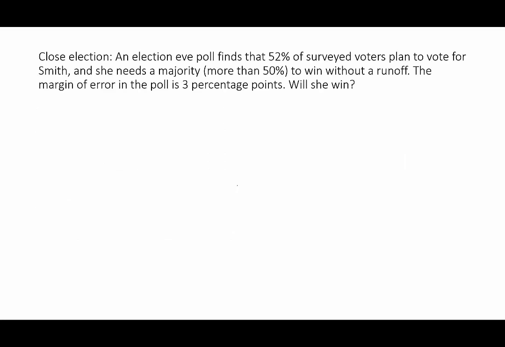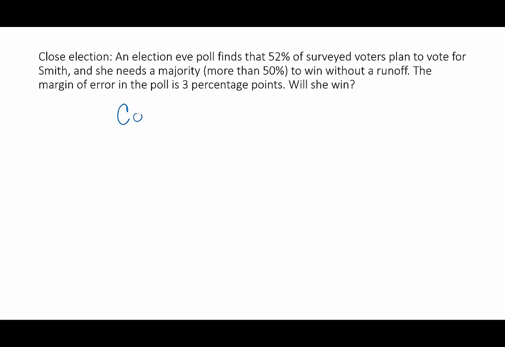There's a close election. An election eve poll finds that 52% of surveyed voters plan to vote for Smith, and she needs a majority, which is more than 50%, to win without a runoff, meaning a second election. The margin of error in the poll is 3 percentage points. Will she win? Well, let's look at our confidence interval.